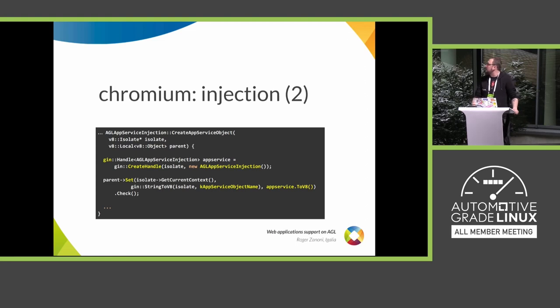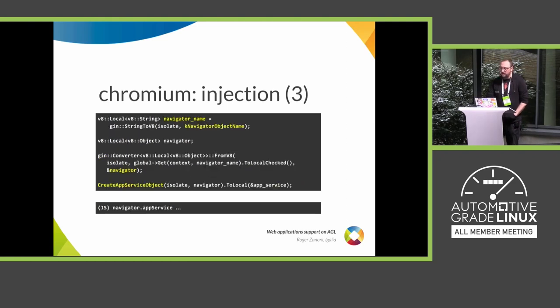This is the code that injects the call to the start on the JavaScript context. The isolate is actually the V8 context that's available on every renderer process. Every renderer process has a different one, and gin is a helper library that makes it easier to interact with the V8 JavaScript engine. And here we are only creating a new object that has the start call and setting it to be a member of a parent.